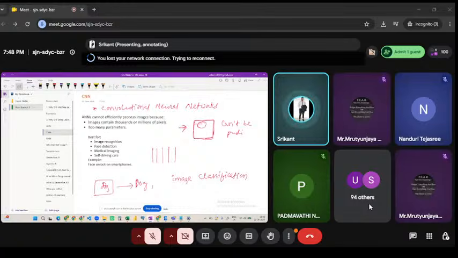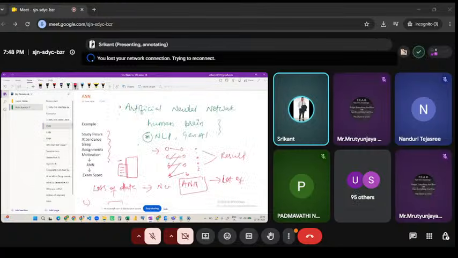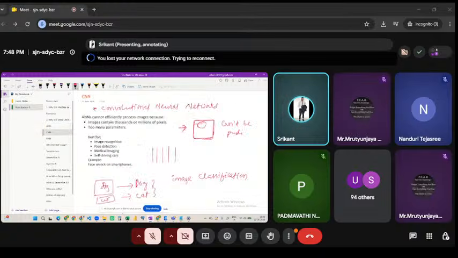If I put a cat image here, then automatically there was no proper way in ANN. In ANN we can implement only textual data or numerical data. In CNN we can implement only image classification. But it was so difficult.